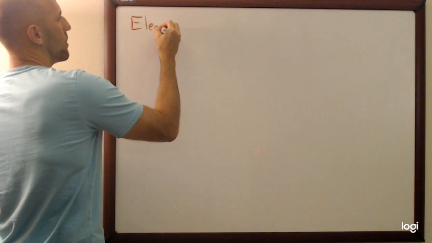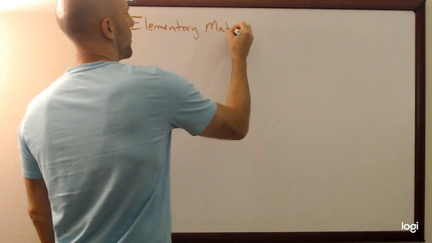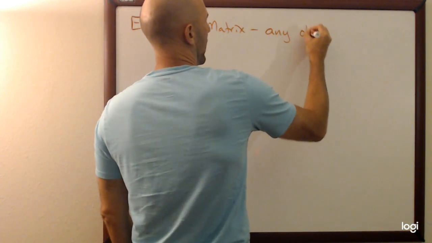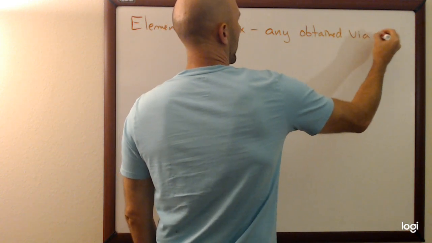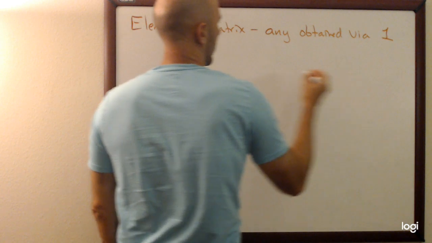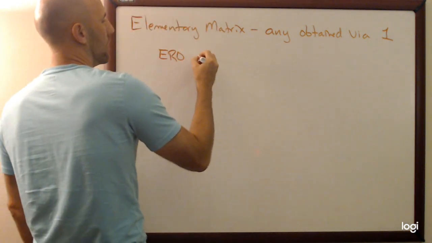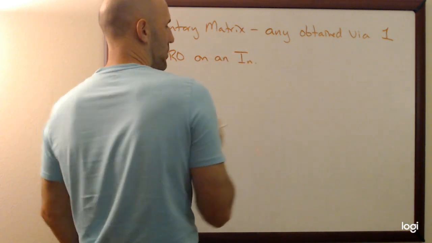So let me give that to you. An elementary matrix is any matrix obtained via one elementary row operation on an identity matrix, so some I_n.